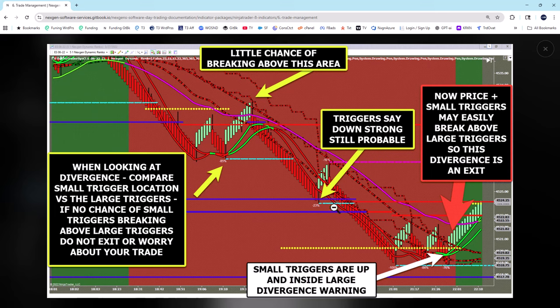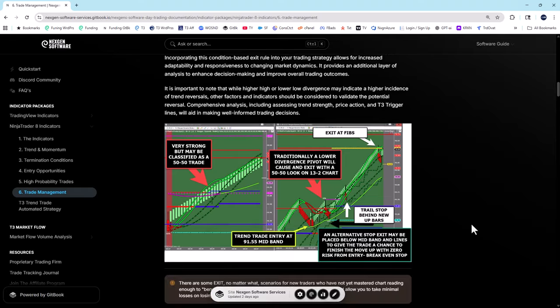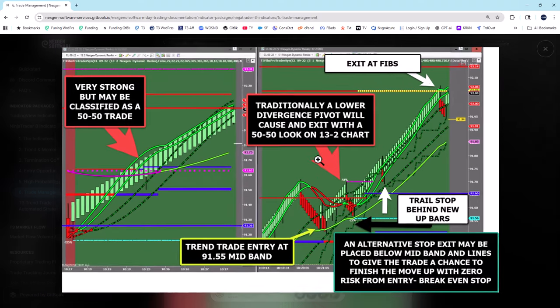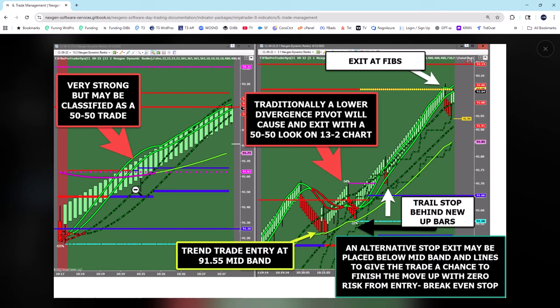Divergences with strong small triggers and lower triggers with lower divergences usually mean the trend will still continue. Once you have small triggers inside of your large triggers and/or 2 or 3 divergences, that's where the market will typically terminate a trend.